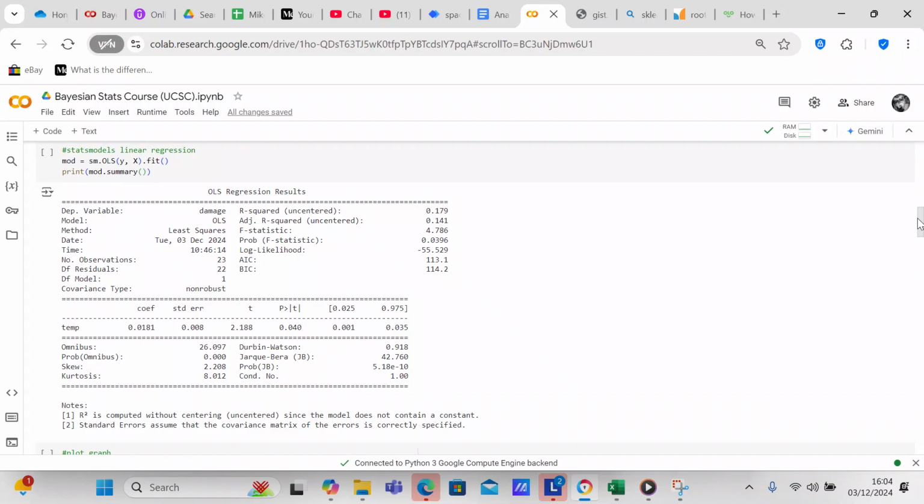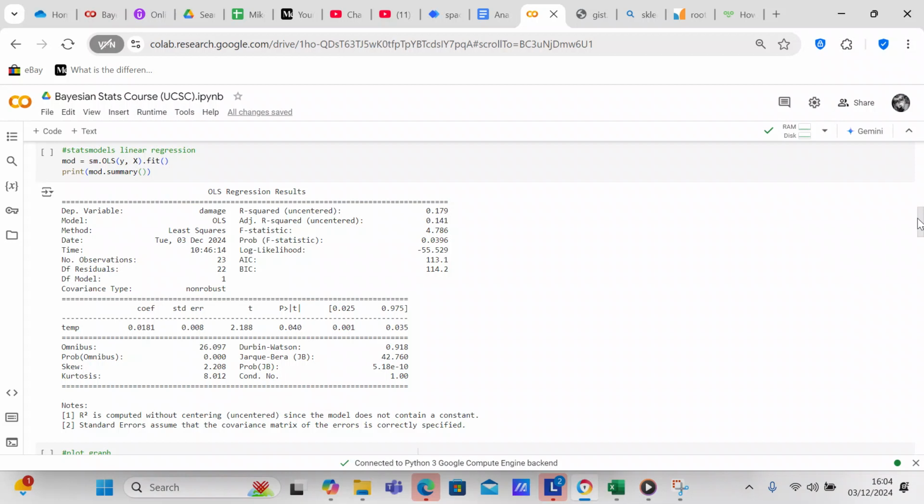The dependent variable is going to be damaged. The model is going to be OLS, and the LS stands for least squares, and I don't remember what the O stands for. Method, least squares, and then I did it this morning. It had 23 observations, so that was 23 rows of data.